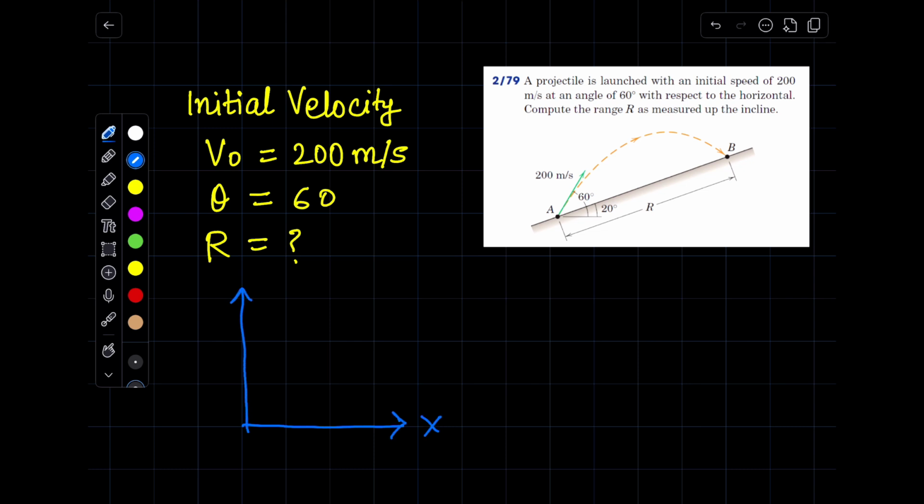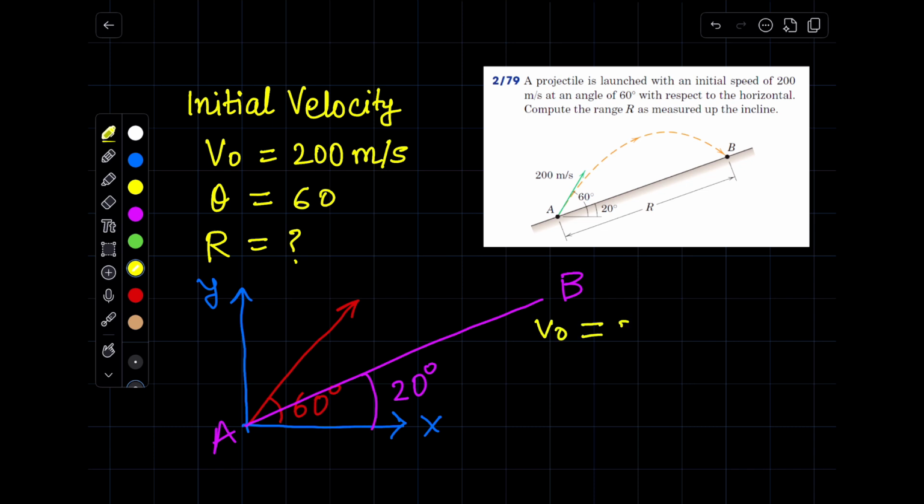First, I will write x and y axis. Then I will write this red color is showing the velocity vector. The initial velocity is 200 meter per second and it is inclined with angle of 60 degree. The purple color shows the inclined surface which has 20 degree inclination.